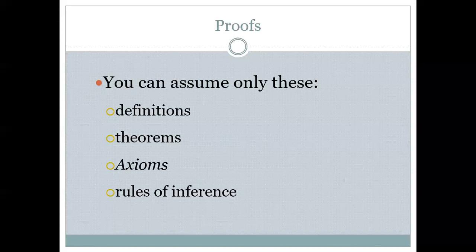Axioms, okay? Axioms are things that you're kind of assuming at the beginning, sort of self-evident truths that you're not going to prove, okay? So definitions, theorems, which you've already proved in the course of your work, axioms, which are kind of the starting point, self-evident truths, and what else are you allowed to use?